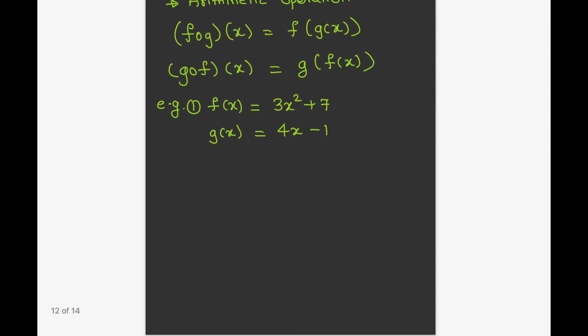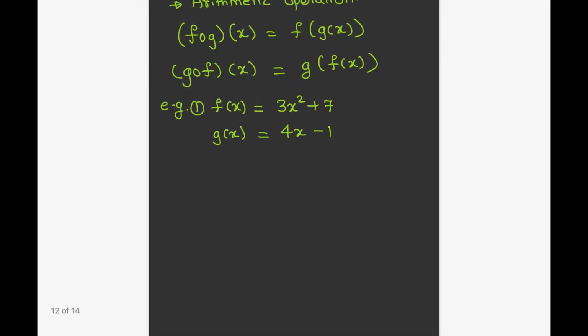So let's solve one example, and after that we will take another example where you can solve it yourself, and then I will give you the answers for that one also. The first example is f of x equal to 3x squared plus 7 and g of x equal to 4x minus 1. For this one, I'm going to calculate f o g of x first, so it will be f of g of x. Now I have my g of x, which is 4x minus 1, and I will replace g of x with this one right here.